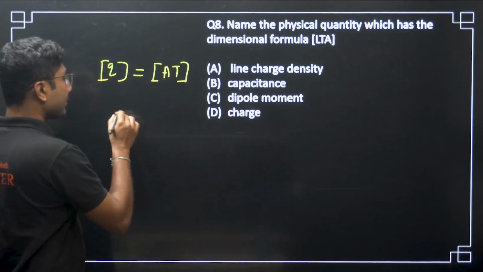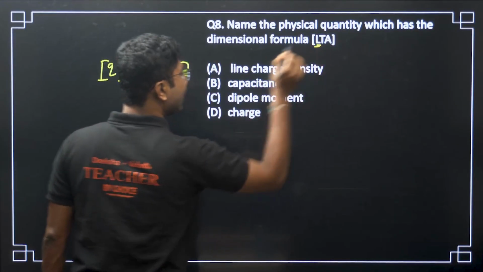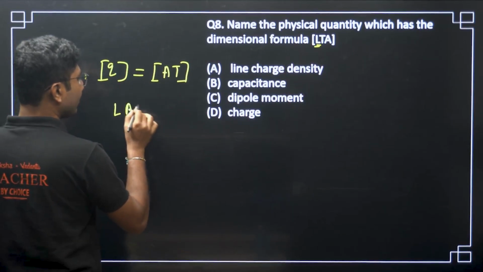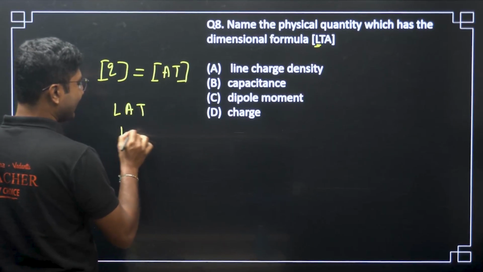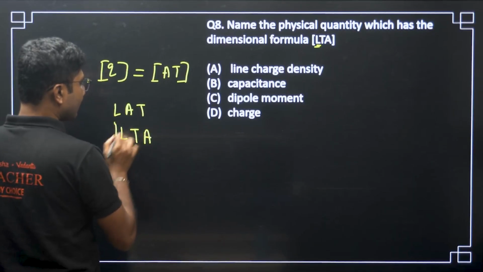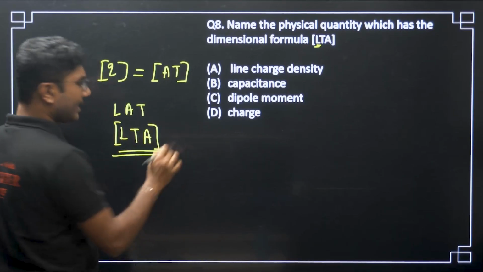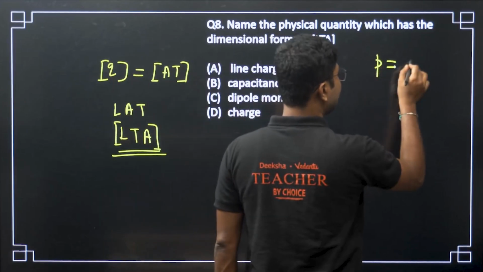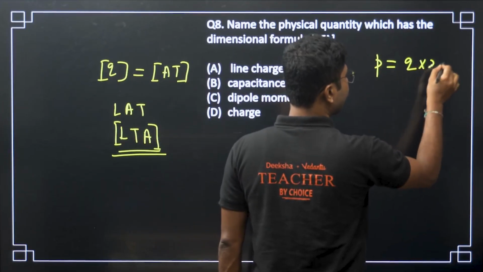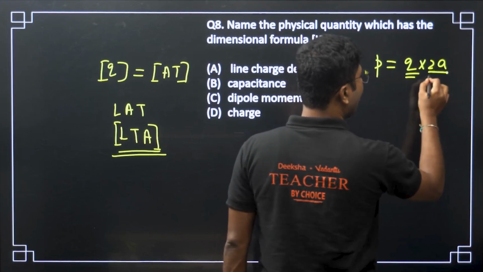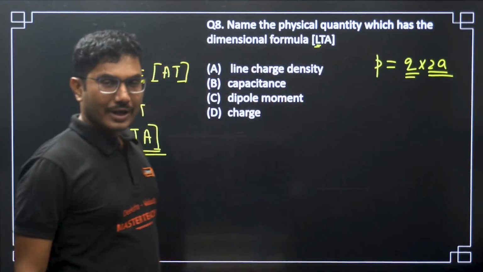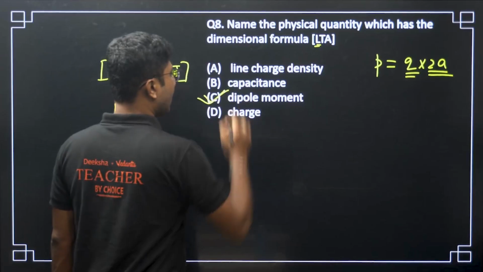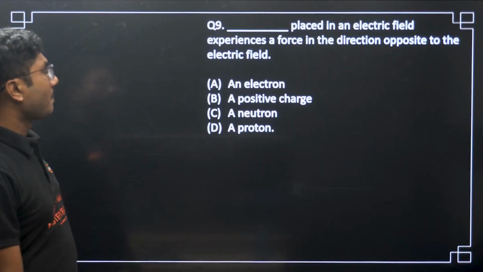Now what does this L represent? L represents length. So length into A into T, that is LTA. So basically this represents nothing but dipole moment. Why? Because if you remember, dipole moment is basically q into 2a. What is q? q is charge. What is 2a? 2a is length. So length into charge is basically dipole moment. So it is the dimension of dipole moment.